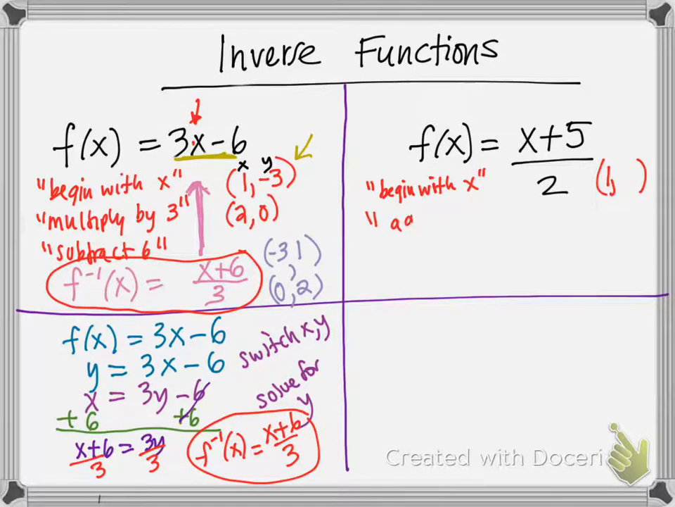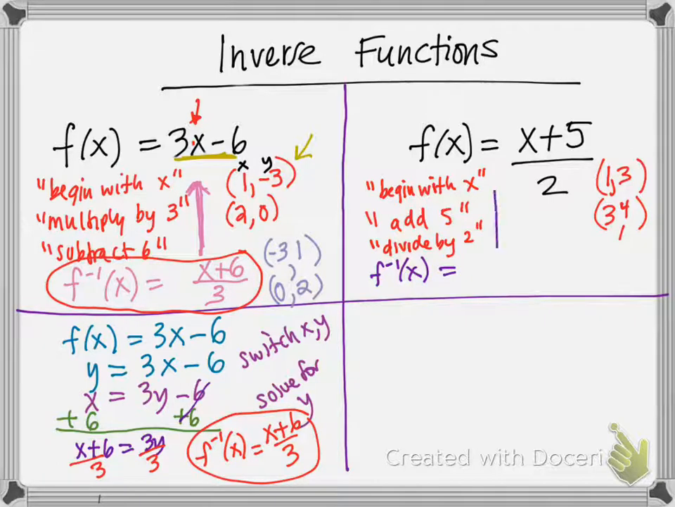Then you're going to add 5, right? So 1 plus 5 is 6, and then you divide by 2. Okay, so 6 divided by 2 is 3. Let's plug in one more x value. Let's do 3. 3 plus 5 is 8, and 8 divided by 2 is 4. So to write the inverse, f inverse of x, we're starting with x, but we're going backwards, and since it's the inverse, you're doing the opposite.